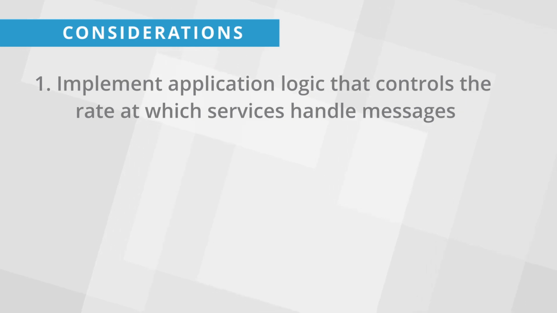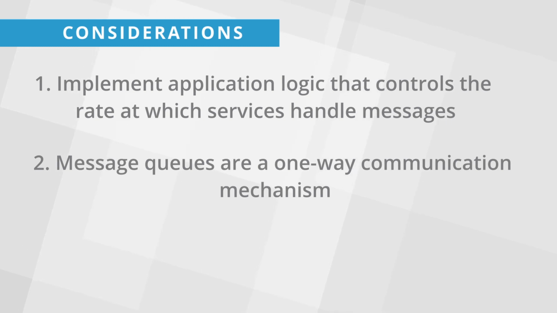Now let's go through some considerations for implementing this pattern. The first consideration is to implement application logic that controls the rate at which services handle messages and avoid overwhelming the target resource. This can be accomplished by inserting an application between the queue and the service that can throttle the messages being passed on to the target. We will elaborate on this further when we discuss the real-time scenario. Secondly, message queues are a one-way communication mechanism. If a task expects a reply from a service, it might be necessary to implement a mechanism that the service can use to send a response.